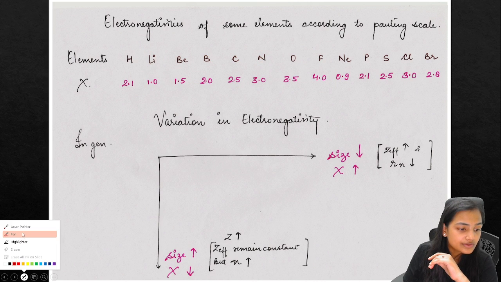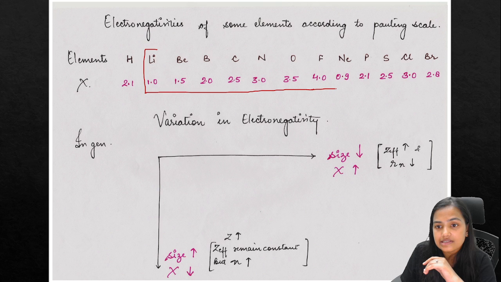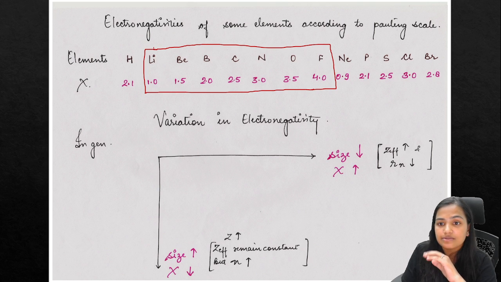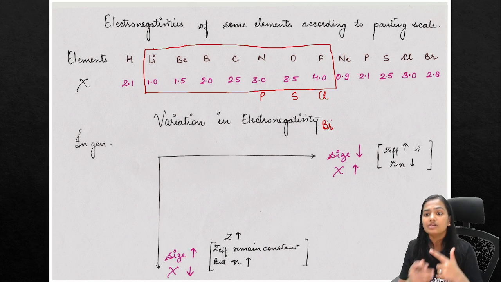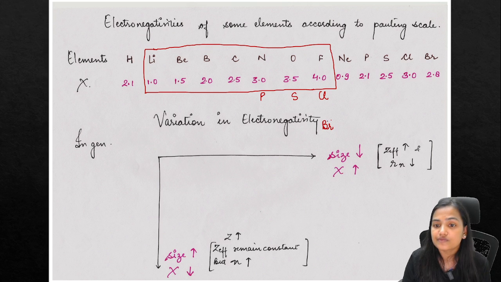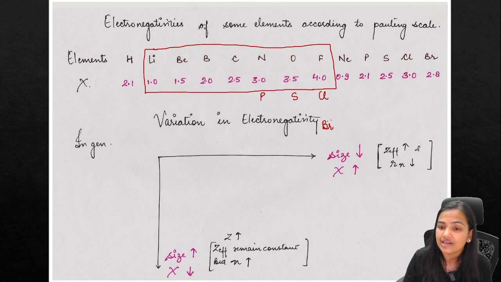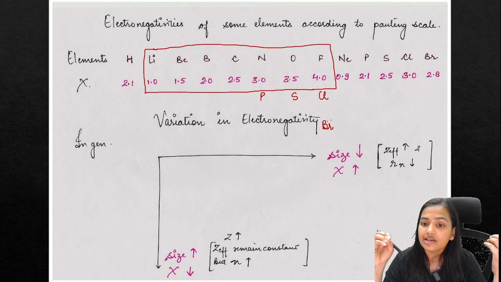Now let me focus on a few other elements. I will be telling you in an easier way. So these are my period number 2 elements. Now after nitrogen there comes phosphorus, after oxygen there comes sulfur, after fluorine there comes chlorine, and after chlorine there comes bromine. Okay, only these elements we have to learn, that is phosphorus, sulfur, chlorine and bromine. Other than that, Pauling has not given an electronegativity value for any other element.